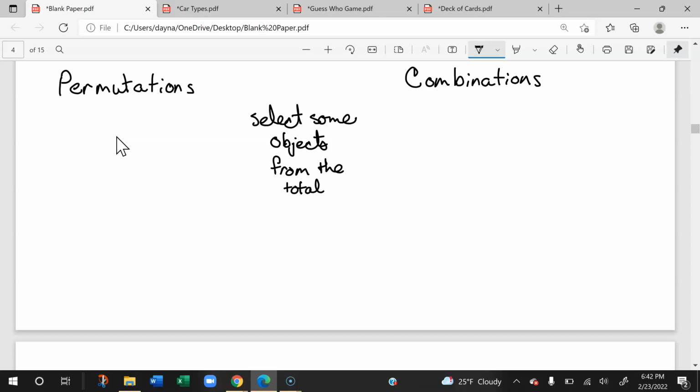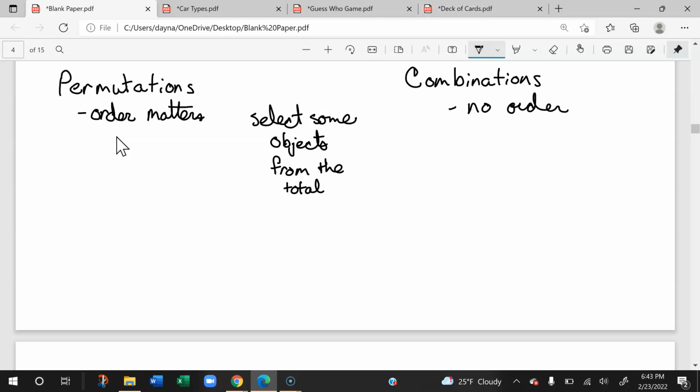The difference between these two is that for permutations, order matters. Whereas for combinations, order doesn't matter. There's no order to it.